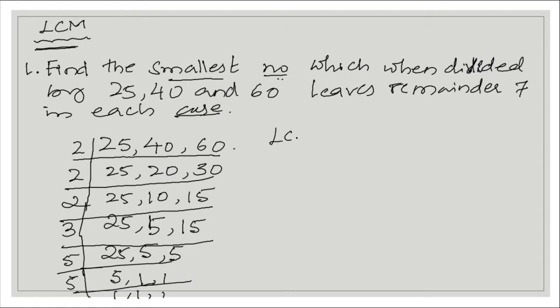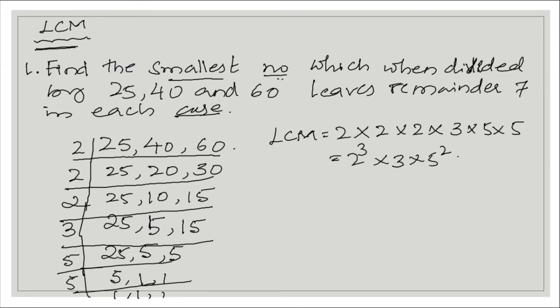Then I'll find the LCM as the product of the numbers which are towards the left side. 2 multiplied by 2 multiplied by 2 multiplied by 3 multiplied by 5 multiplied by 5. In other words, this is 2 cube multiplied by 3 multiplied by 5 square. Here 2 cube is 8 multiplied by 3 multiplied by 25. And we get the product as 600.